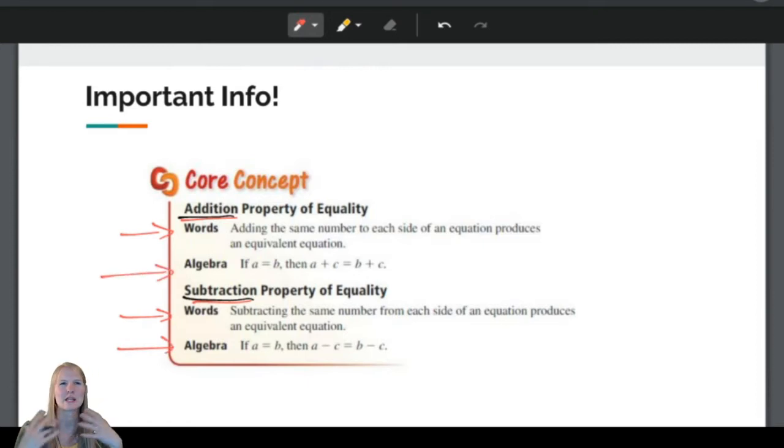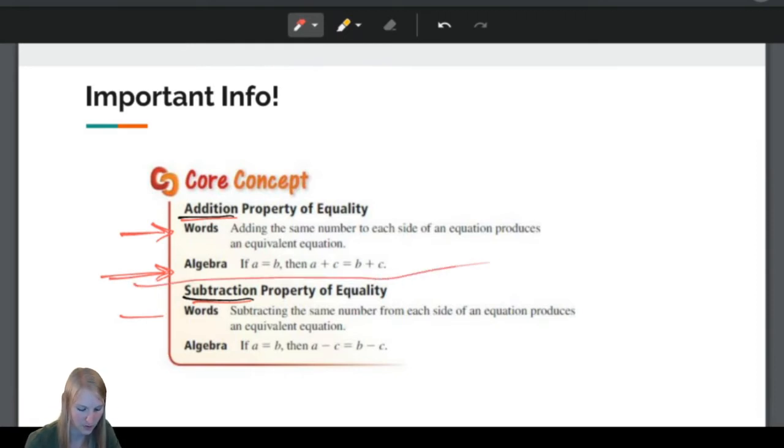So, right, we can think of algebra as a language. We can think of math as its own language. So we're going to put this in words, and then we're going to show you what that looks like in math speak. So let's focus on just the addition property of equality first.